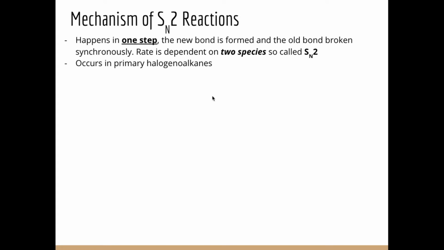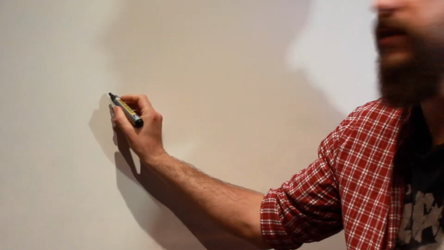Now this occurs in primary halogenoalkanes. This is because in a primary halogenoalkane, if we were to initially break the bond, I'll draw an example of this. Let's say I've got something like chloromethane, let's just keep it nice and simple.